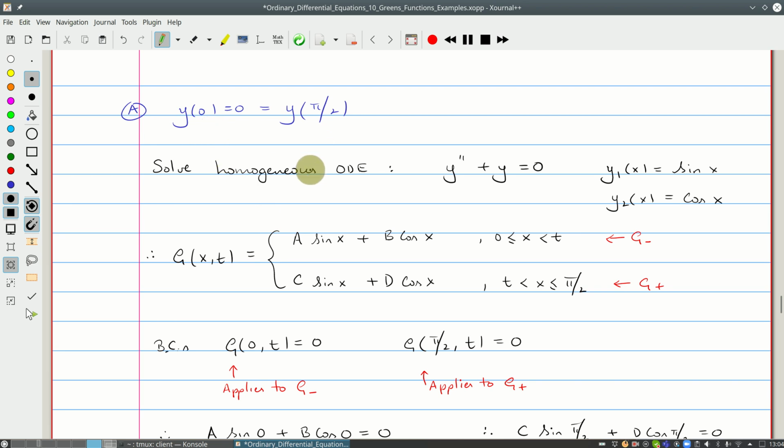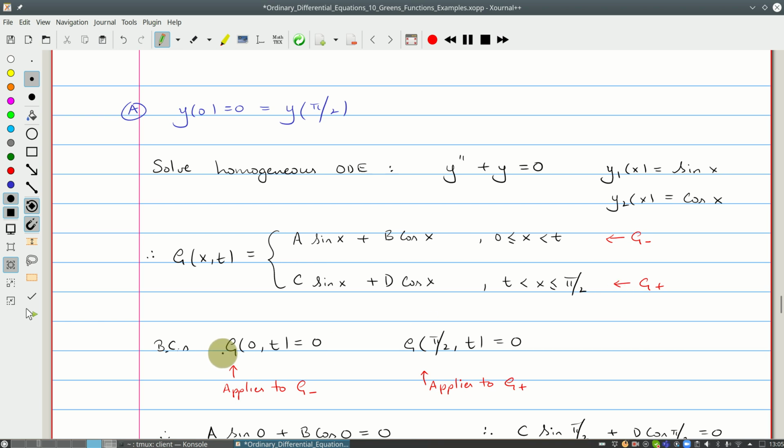Alright, so these are our boundary conditions here. We've got to solve the homogeneous equation. It's y double prime plus y is 0, and this is an equation you've seen a million times before. The solutions are the sine and cosine of x, and they are linearly independent. So we can now write down our Green's function as a times sine x plus b times cos x in the region where x is less than t but greater than 0, and it's c times sine x plus d times cos x in the region where x is greater than t but less than or equal to pi over 2. The first one is g minus, and the second one gives us g plus.